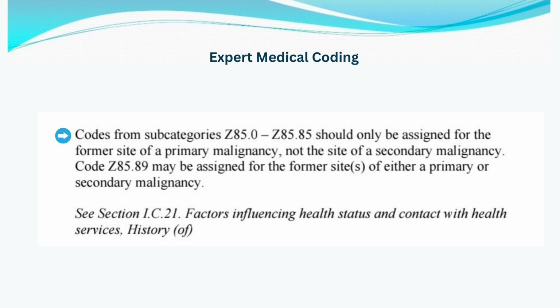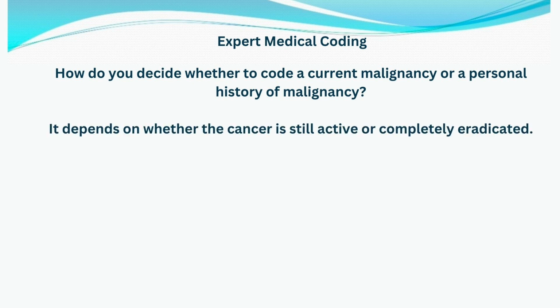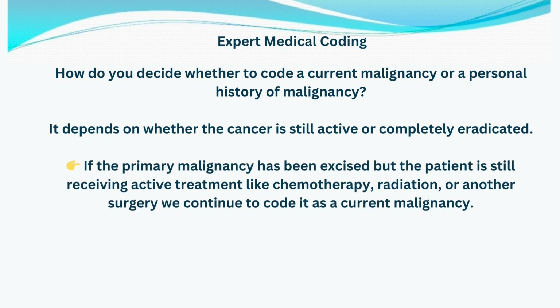Now that we have read the guideline, let's understand it in more detail. So how do you decide whether to code a current malignancy or a personal history of malignancy? It depends on whether the cancer is still active or completely eradicated. If the primary malignancy has been excised, but the patient is still receiving active treatment like chemotherapy, radiation therapy, or another surgery, we continue to code it as a current malignancy.